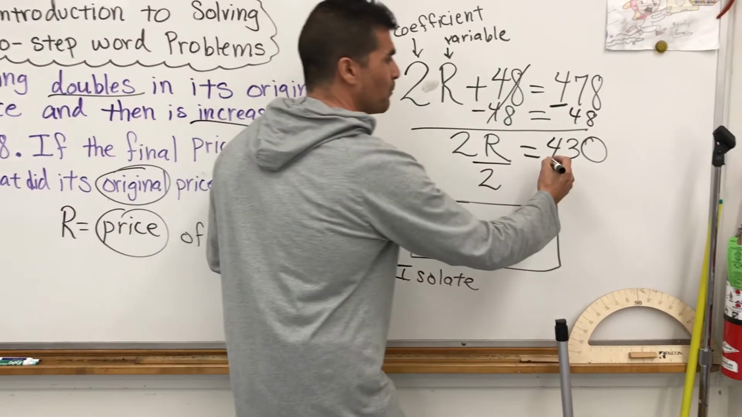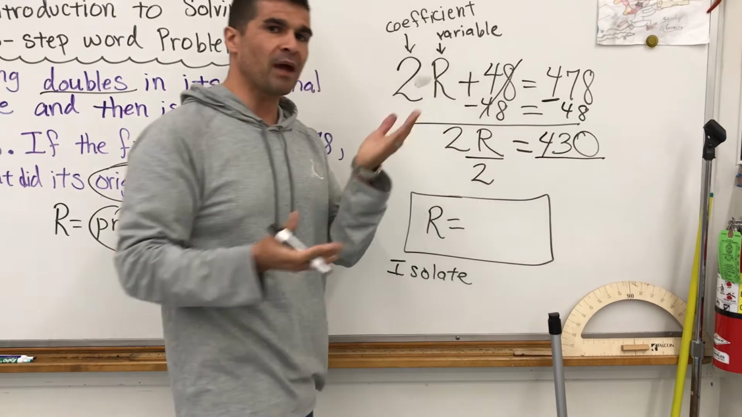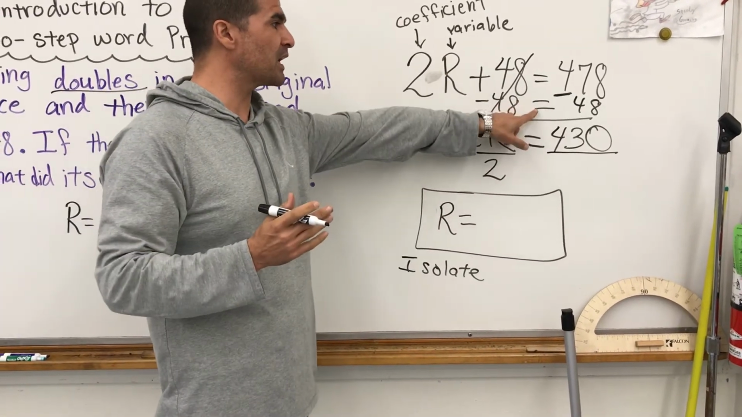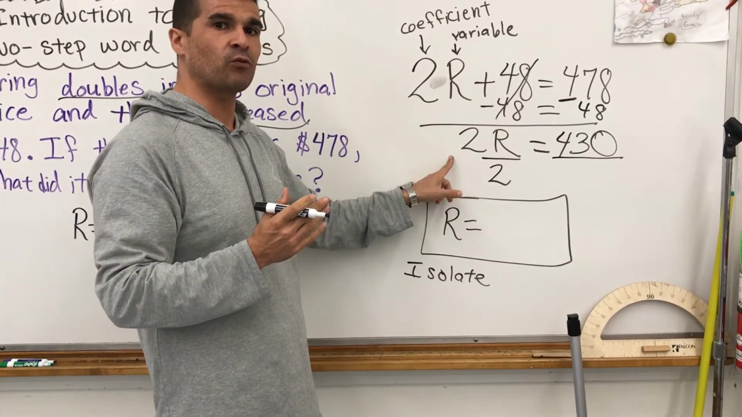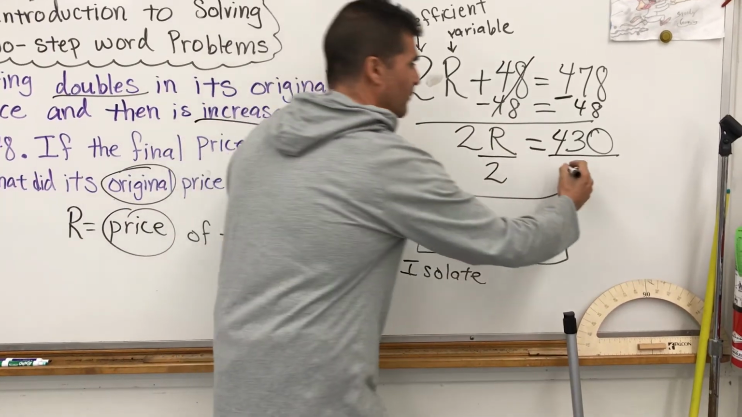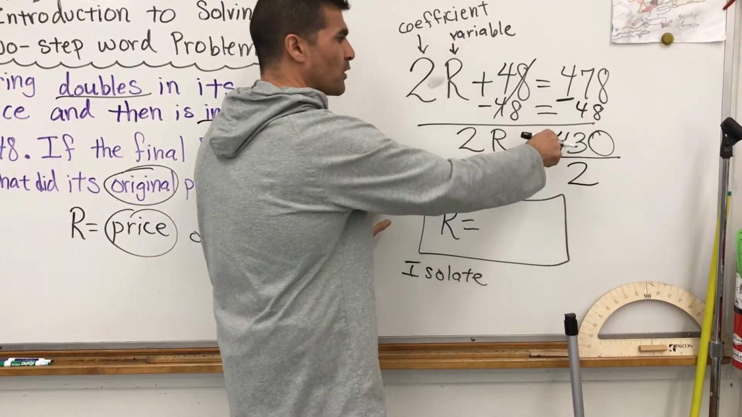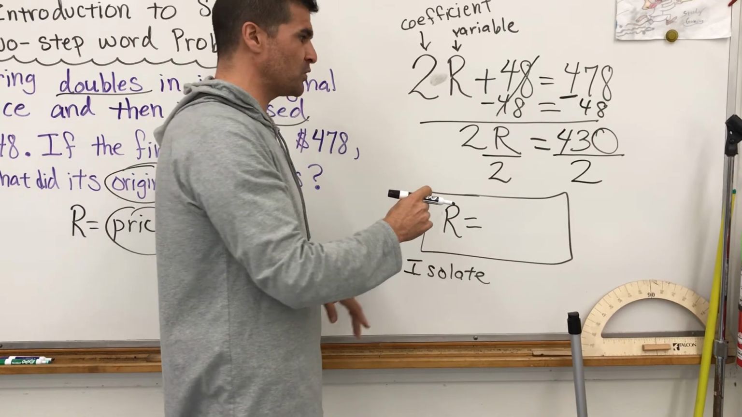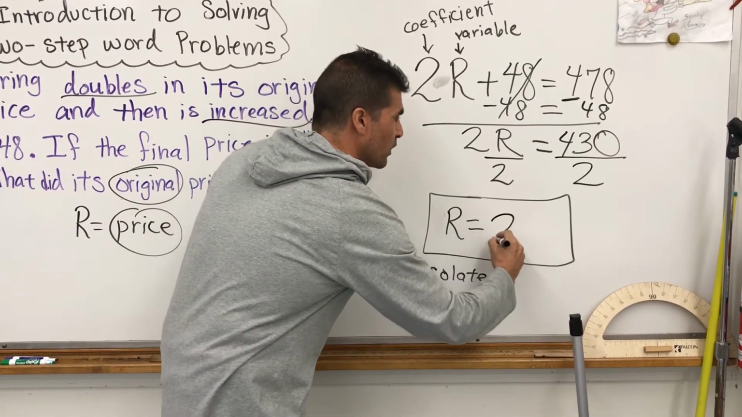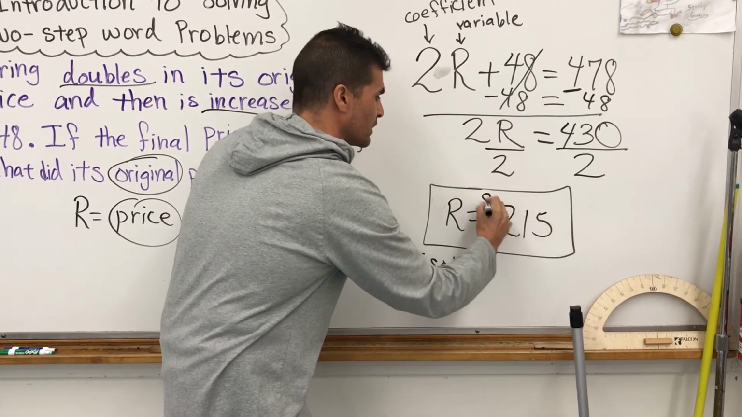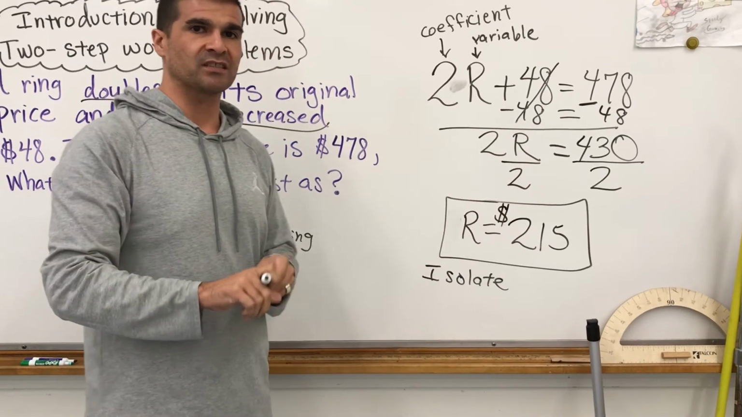Well, you're going to have to balance the equation. When you balance something, you're always making it equal on the left side of the equation and the right side. This means that you're going to divide $430 by 2, and this is going to give you $215. This was the original price of the ring.